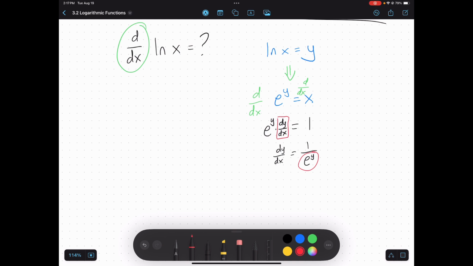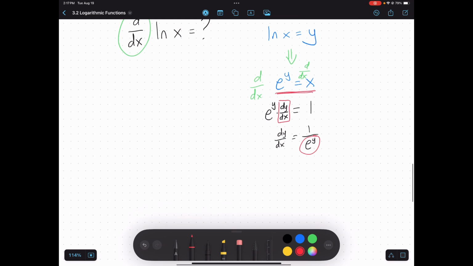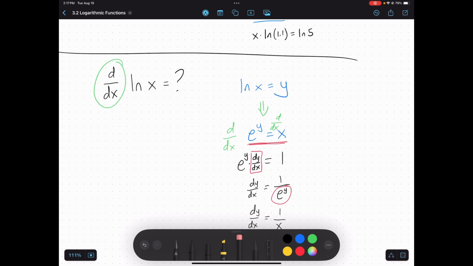I want to get this back in terms of x. How? E to the y is just equal to x. So I get dy over dx is equal to 1 over x. Pretty cool. Kind of a complicated process, but you end up with this really simple derivative formula. So what's the derivative of a natural log function? You just get 1 over whatever the input is, 1 over x.